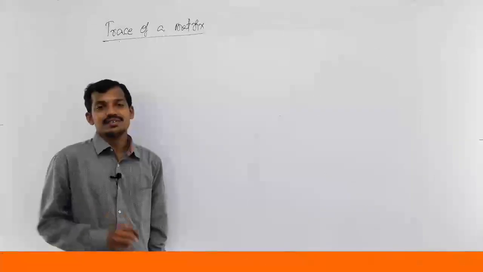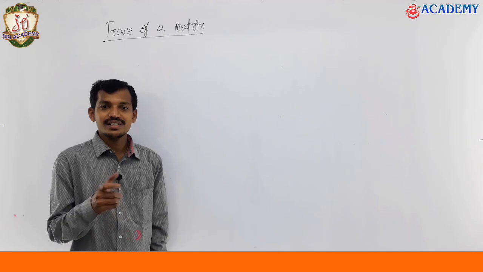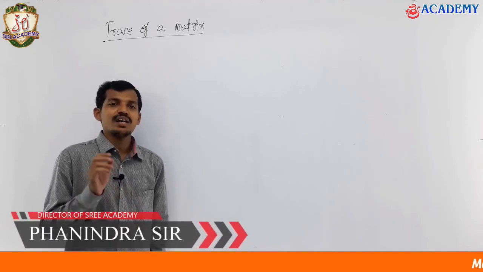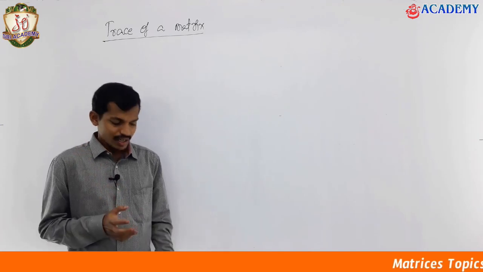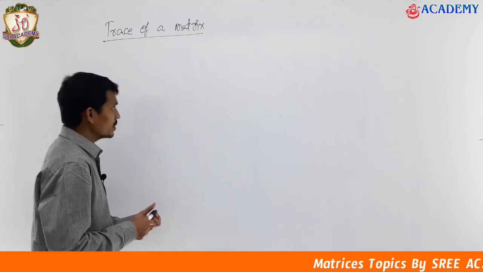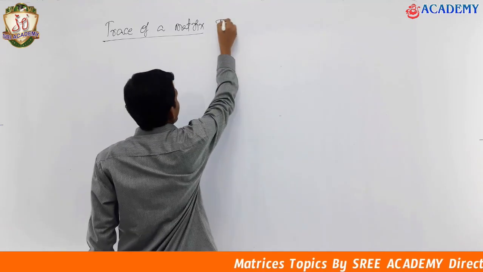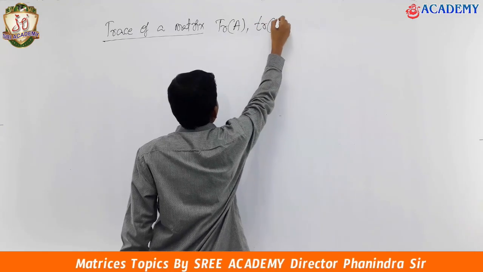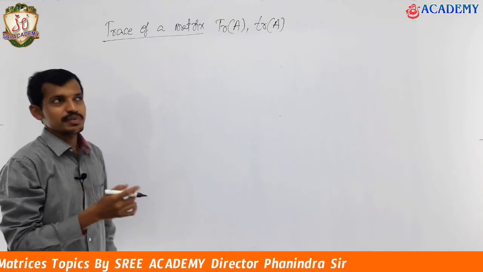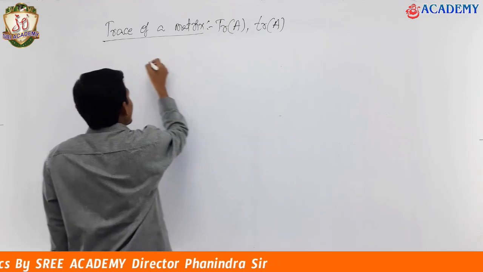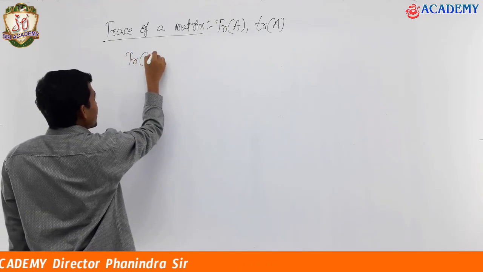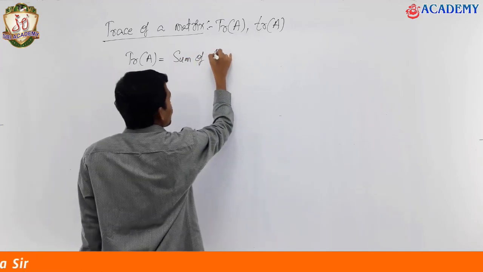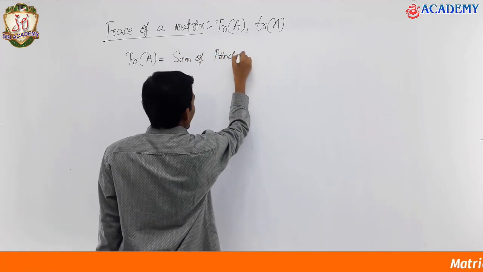Trace of a matrix. Always, trace exists for square matrices only. Each and every square matrix is going to have a trace. Why? Because trace is always represented as tr(A), sometimes written in small letters also. If you write it like this, it indirectly means trace. The trace of a matrix is always the sum of the principal diagonal elements.